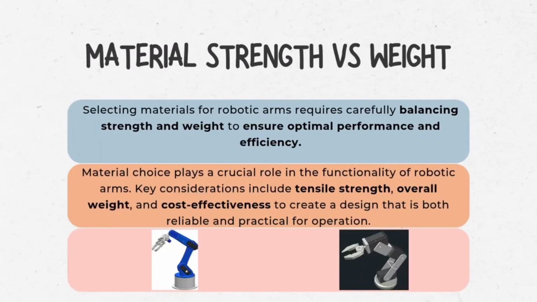For material strength versus weight, selecting materials for robotic arms requires carefully balancing strength and weight to ensure optimal performance and efficiency. Material choice plays a crucial role in the functionality of robotic arms. Key considerations include tensile strength, overall weight, and cost effectiveness to create a design that is both reliable and practical for operation.